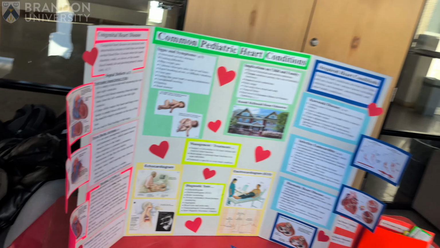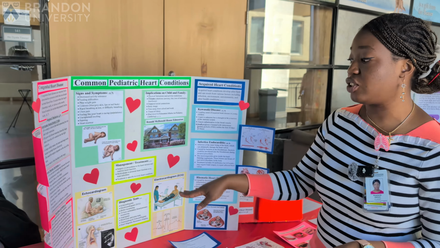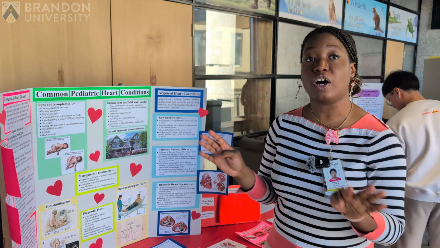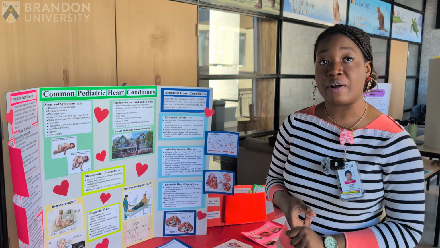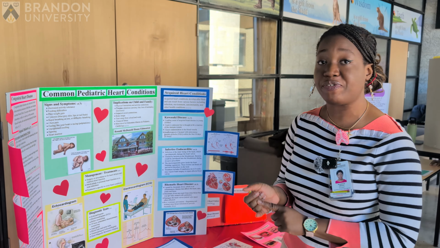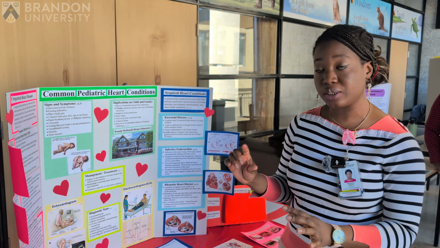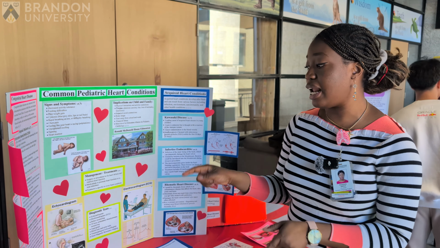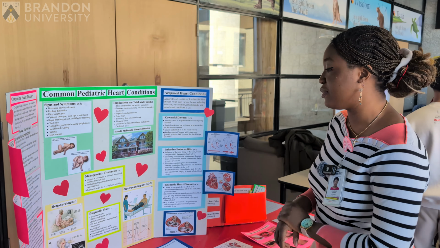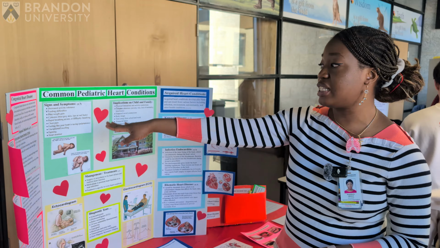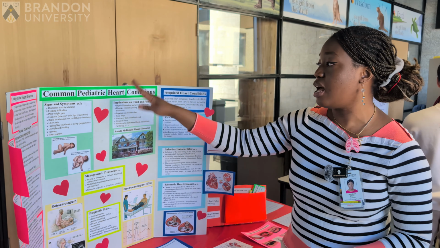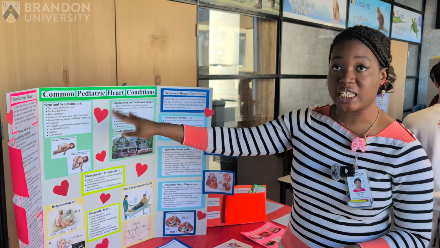Okay, so another one I found interesting here was the Tetralogy of Fallot, which is a combination of 4 different defects. So one of them is the overriding aorta, another one is the pulmonary stenosis, and we have the right ventricular hypertrophy, which is the thickening of the walls, and we have the large ventricular septal defect, all in one.